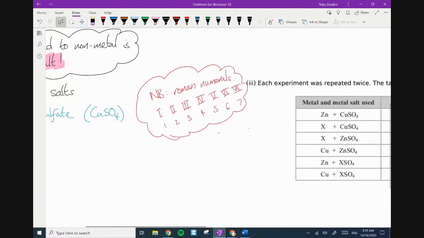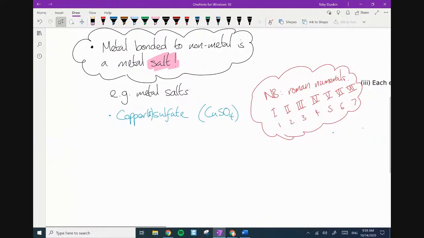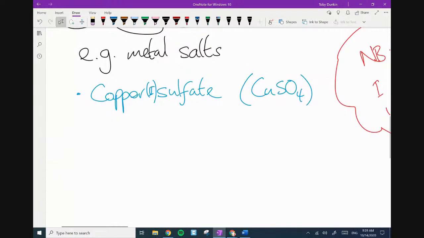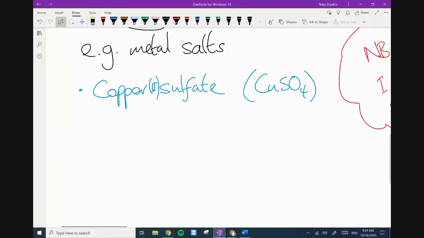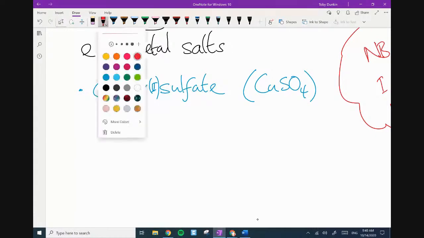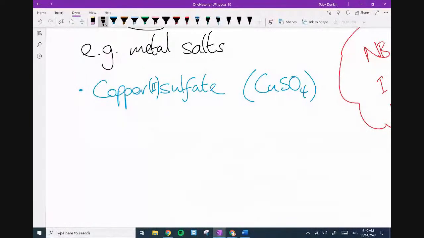Okay. So copper sulfate, a very common salt. Let's do another couple of these. Let's go for something else of interest. We could do something like zinc sulfate. No Roman numeral needed there. Zinc sulfate. Then we've got some nitrates. Let's do some nice nitrates. Let's go for magnesium nitrate.